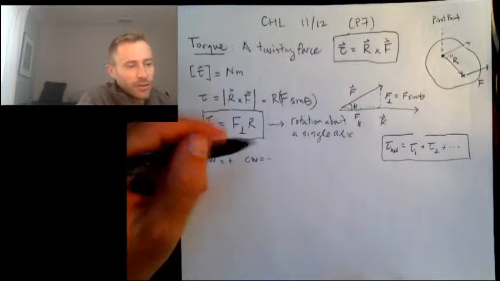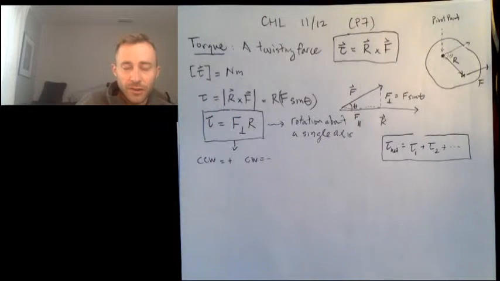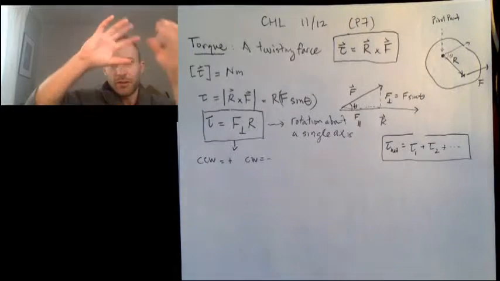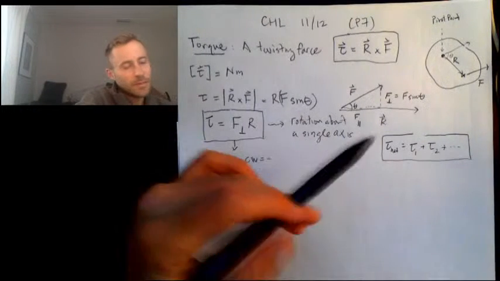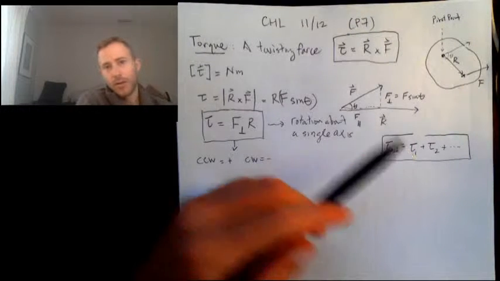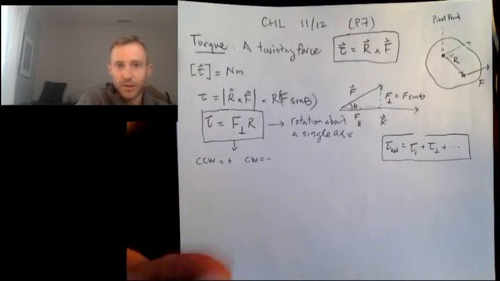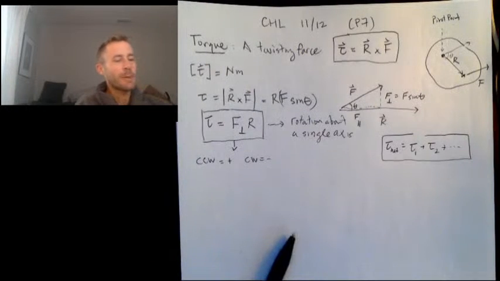Now, because we're rotating about a single axis, torque is basically a scalar in this case. But if you have a fully three-dimensional object that can rotate about three independent axes, this would be a vector sum. Okay? But if you have rotation about a single axis, then torque is basically a scalar. It has no direction.